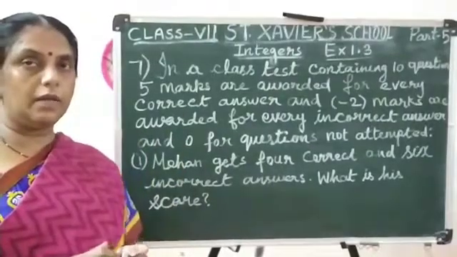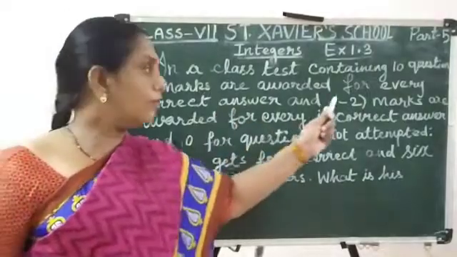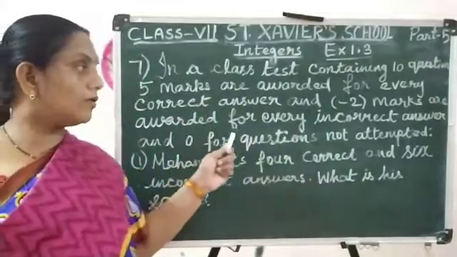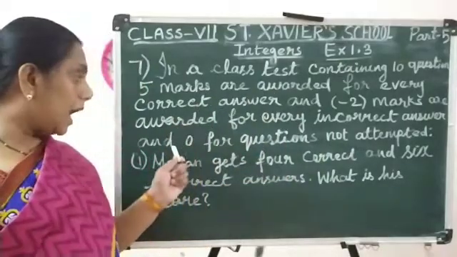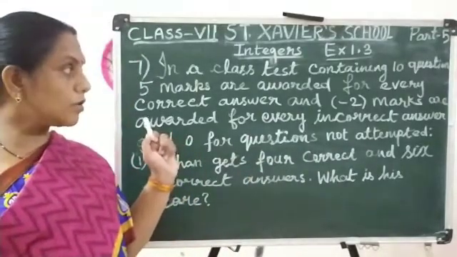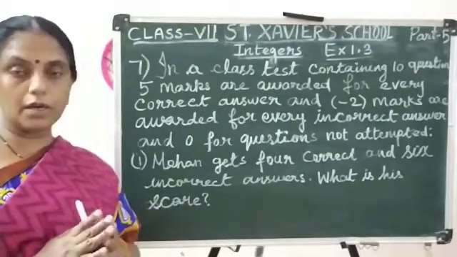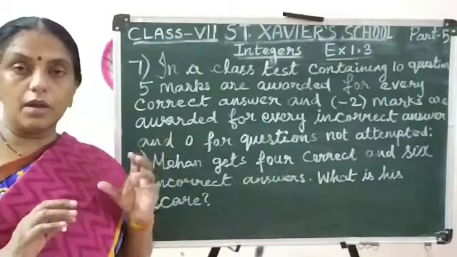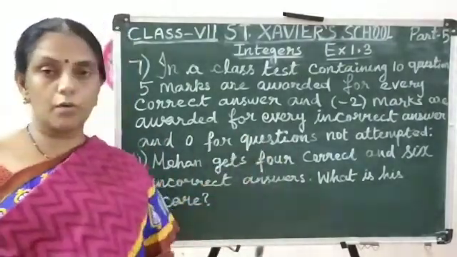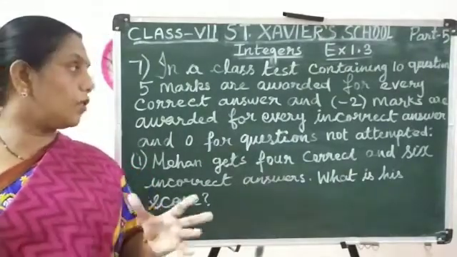So question number 7. In a class test containing 10 questions, 5 marks are awarded for every correct answer, and minus 2 marks are awarded for every incorrect answer, and 0 for questions not attempted. I hope that you have understood this. A test was conducted with 10 questions. In that one, 5 marks was awarded for the correct answers, and minus 2 marks were awarded for the incorrect answers, and the questions which were not attempted were given 0 marks.